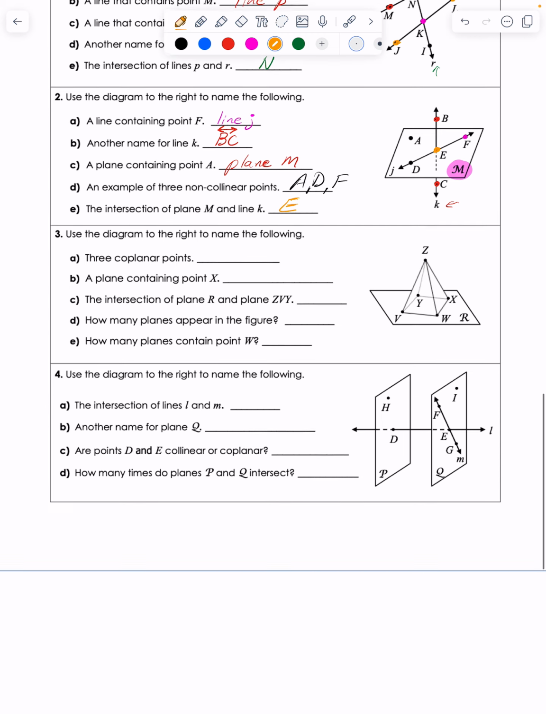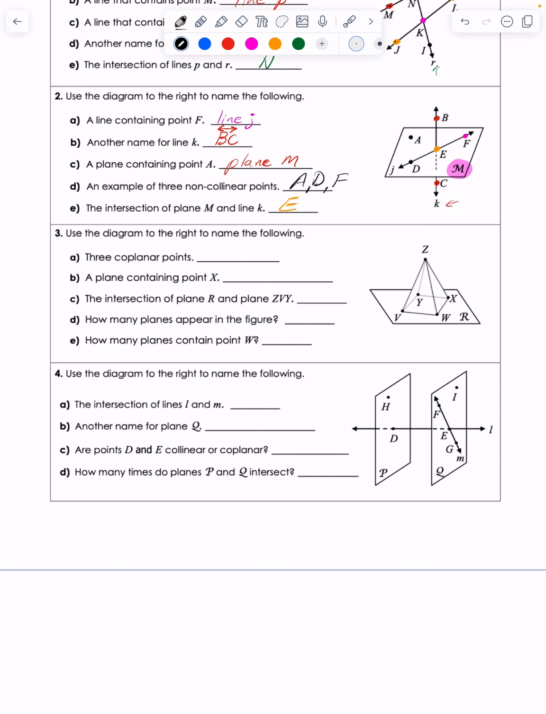All right, let's try number 3. Number 3, we're looking at trying to find 3 coplanar points, so points that all fall on the same plane. And it looks like the base of that shape has a couple of options here. So I'm going to use points W and X and Y. Those all seem to be on the same plane. A plane containing point X, I see that capital script R that tells me that is plane R for the plane that contains point X.